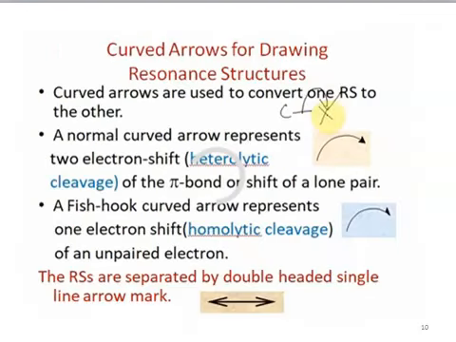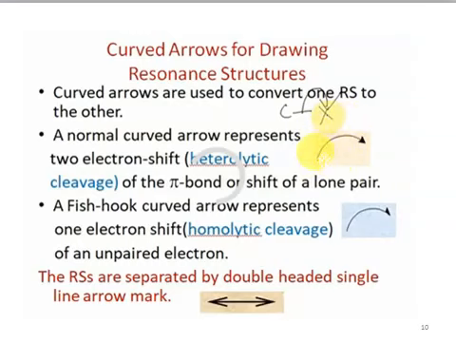Next, we'll see what types of arrows we use in resonance structures. Curved arrows are used to convert one resonance structure into another. There are two types of curved arrow: the double-headed arrow, also known as the normal arrow, and the fishhook arrow.